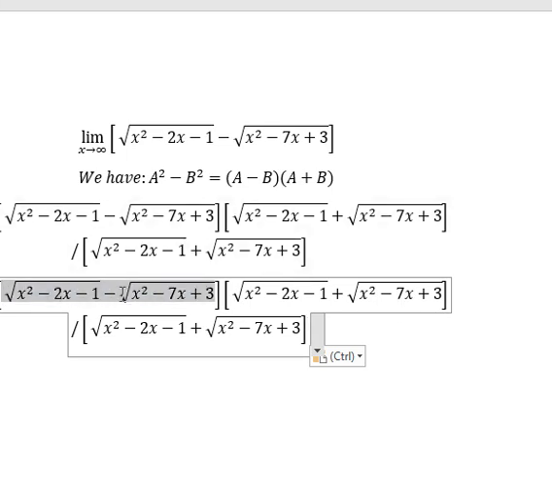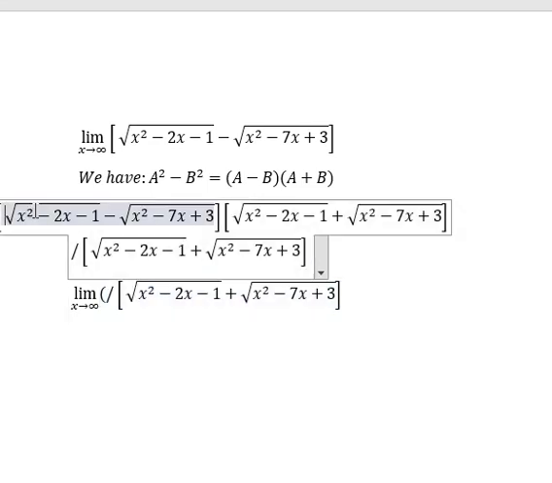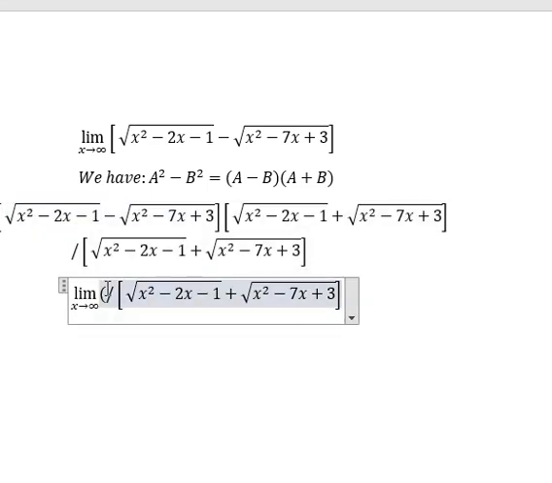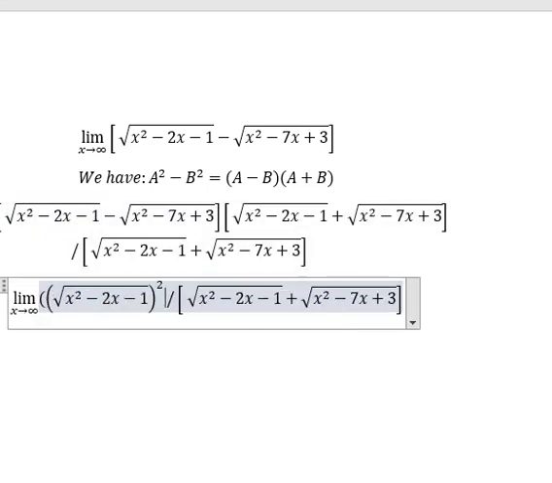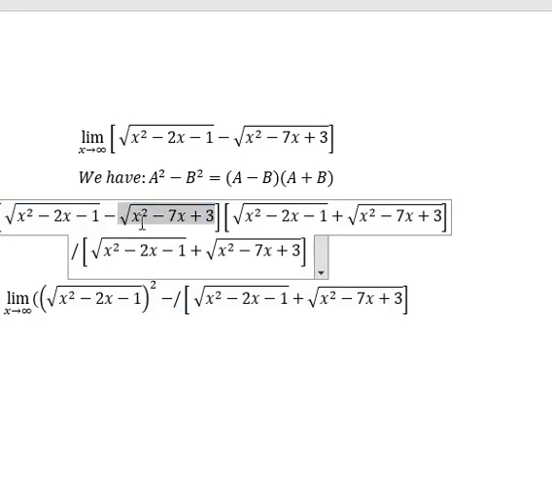So we simplify this one, and you will get this one to the power of 2 minus this one to the power of 2.